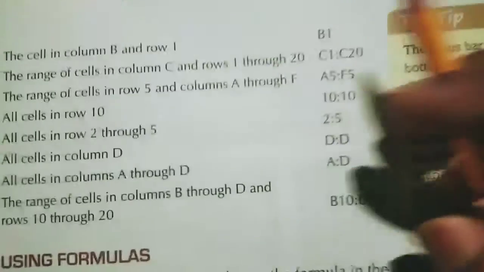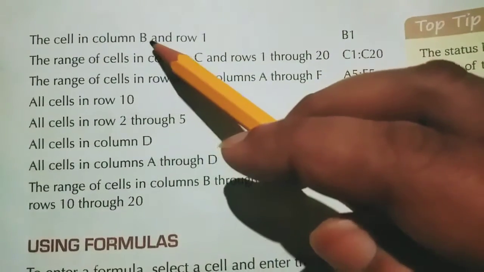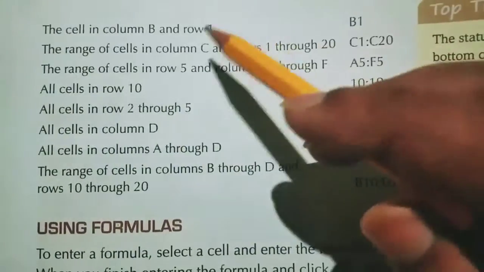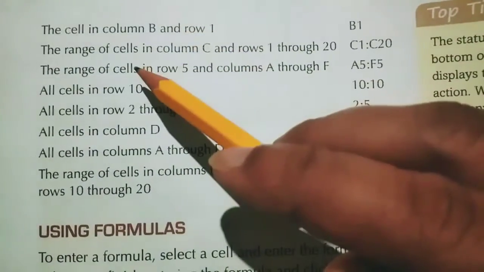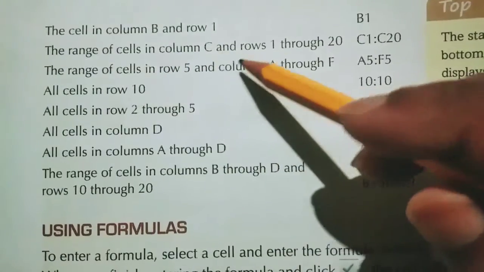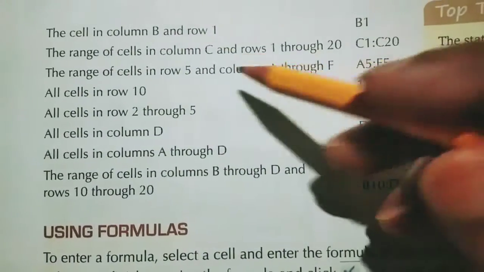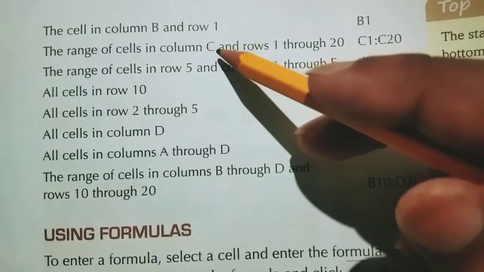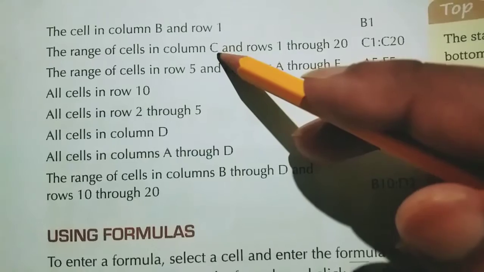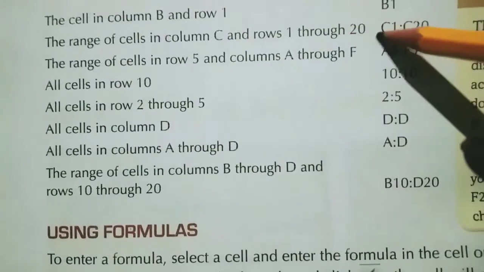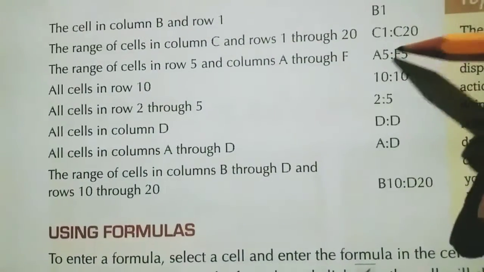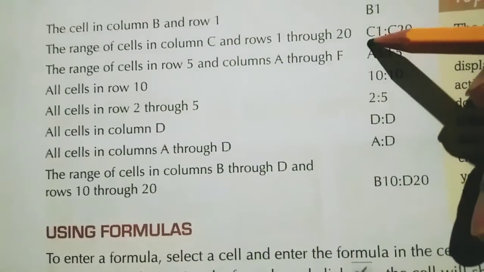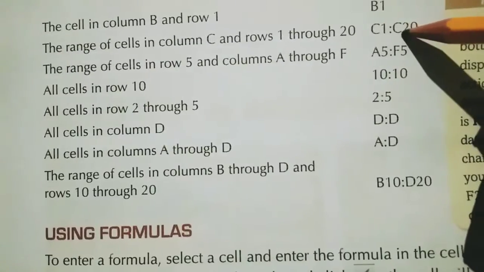So here it is written that the cell in column B and row 1 means you have to combine column and row. Column B means B and row 1 means 1, so B1. The range of cells in column C and row 1 through 20. A range of cells means a group of cells. So column C and row 1 through 20, that means up to 20, which is why it is written C20. This is a group of cells, from C1 to C20. You have to write like this.